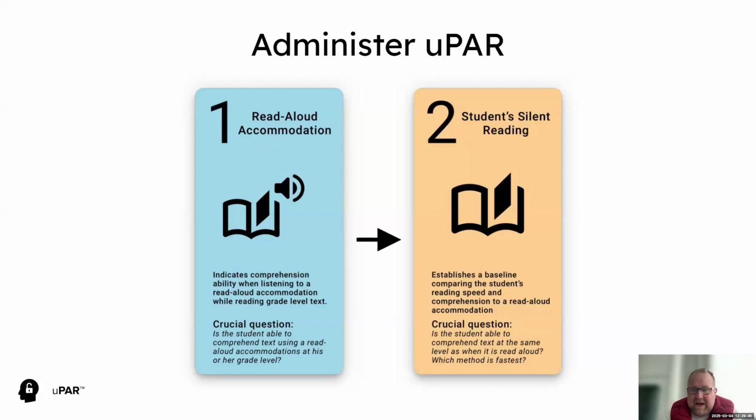We will have data. The two most common read aloud accommodations or reading accommodations are number one, read aloud, and number two, extended time. We will have data to back both of those decisions. So while PAR and uPAR do exactly the same thing, the difference is how do they do it? With PAR, it is administered one-on-one, one teacher, one student.